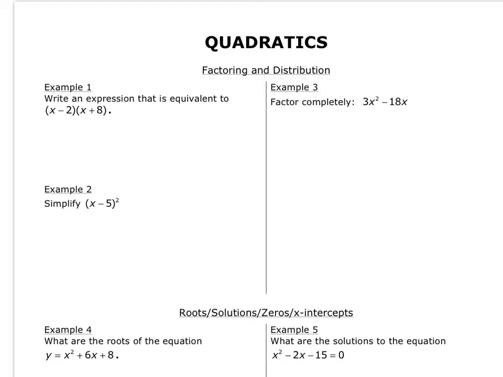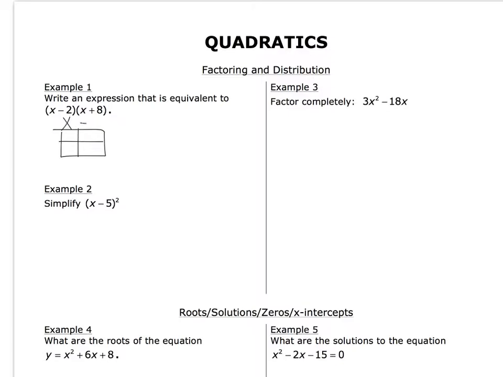The first example says, write an expression that is equivalent to x minus 2 times x plus 8. Since we've got these two groups being multiplied, this is where we FOIL or do the box method, that kind of a thing. If I remember correctly, most of y'all prefer the box method, so I'm going to go ahead and set it up. All right, here's going to be my box.